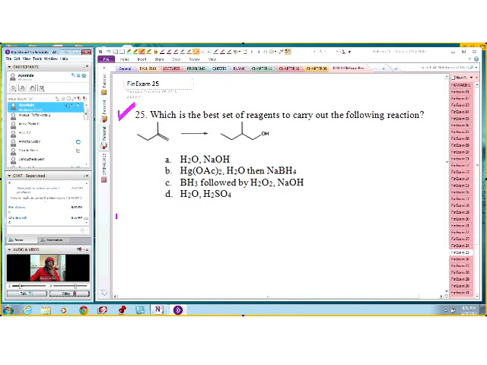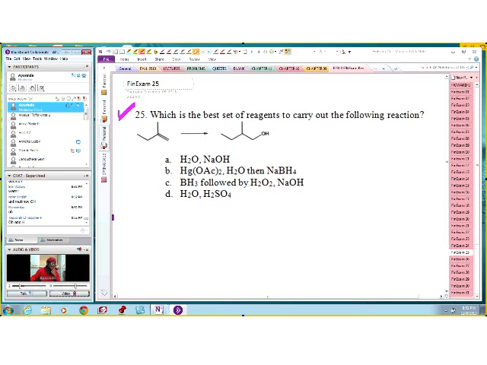Okay, by the way, what type of reaction would this be? Would this be a hydration reaction, or an addition reaction, or a substitution reaction? Okay, very good. Addition, anti-Markovnikov addition. Addition of what? Anti-Markovnikov addition of what?